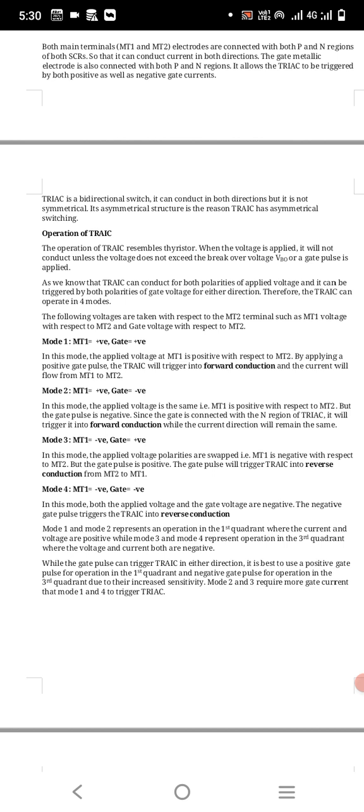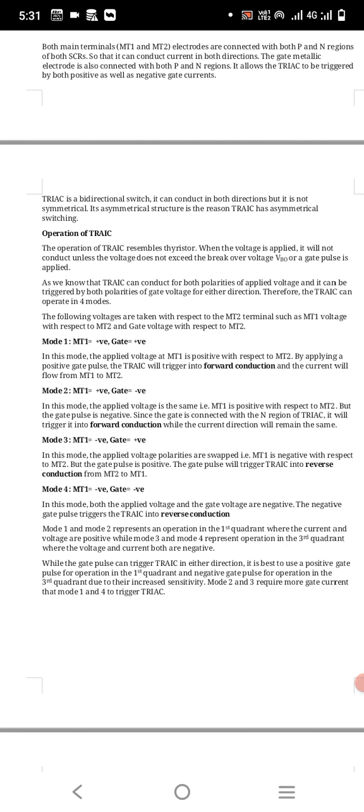Next we see mode 4, when MT1 is negative and gate terminal is negative. Then both MT1 and gate terminal are negative. In this mode, both the applied voltage and the gate voltage are negative. The negative gate pulse triggers the TRIAC into reverse conduction.